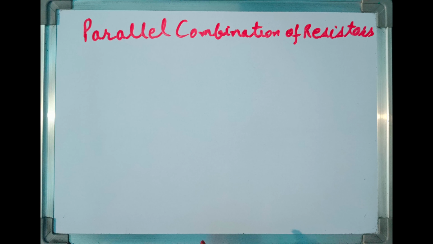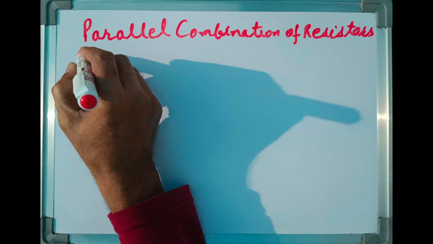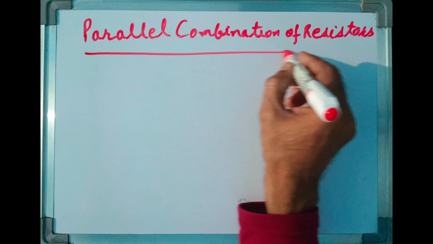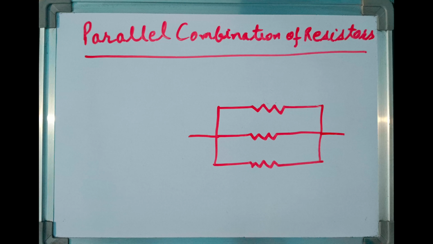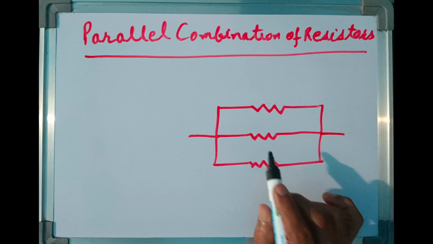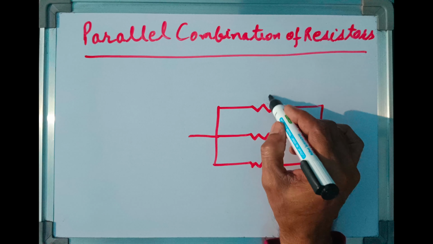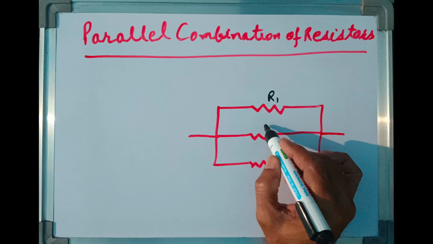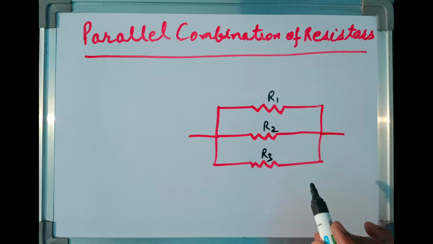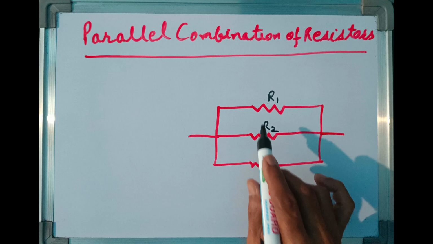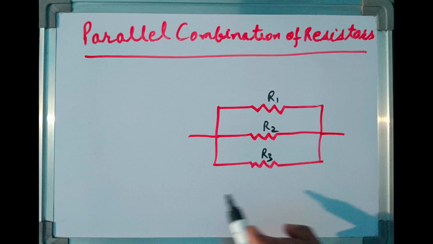In this lecture, I will share the parallel combination of resistors. This figure represents a parallel combination of three resistors. Suppose R1, R2 and R3 are the resistance values of these three resistances.